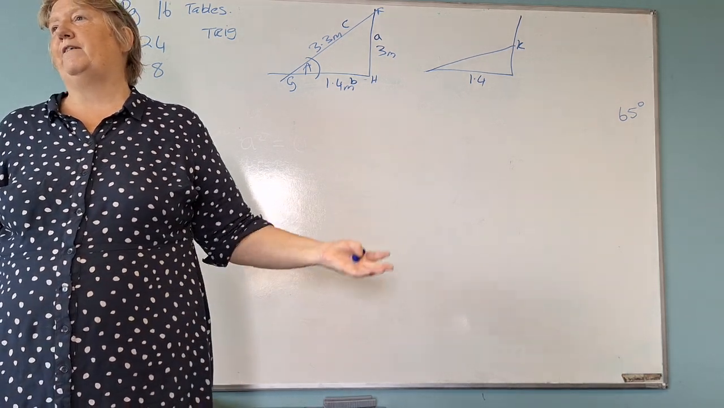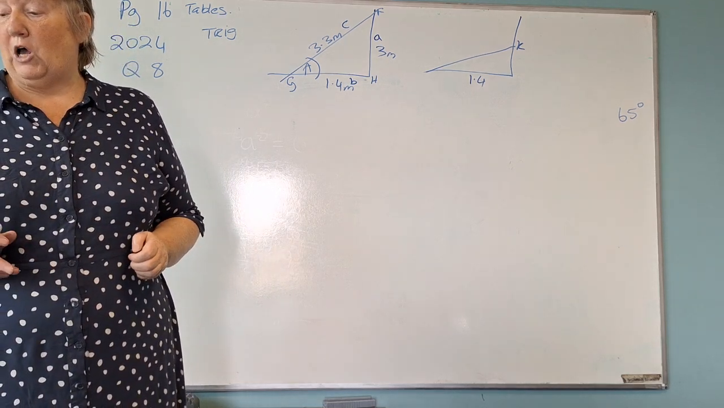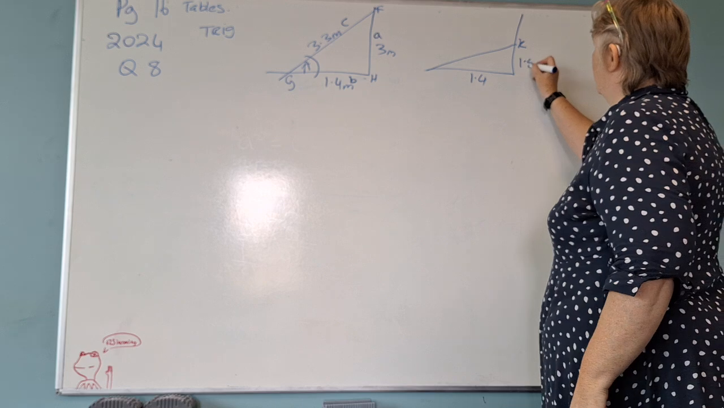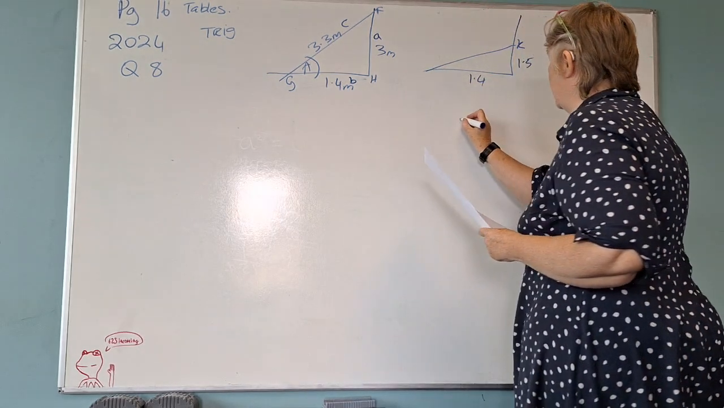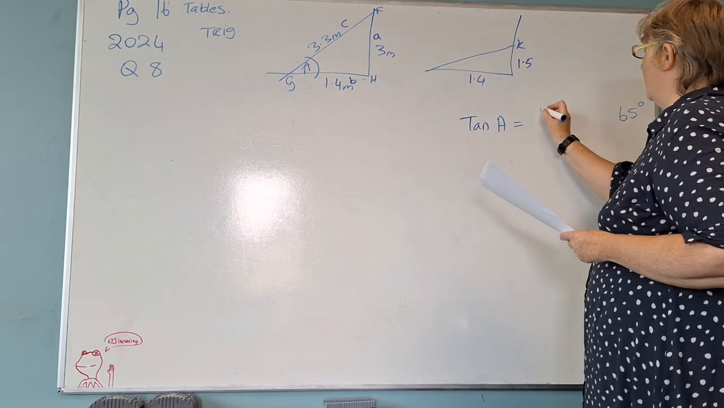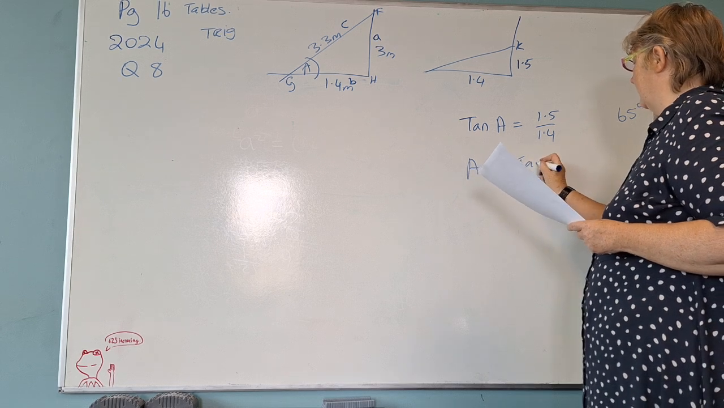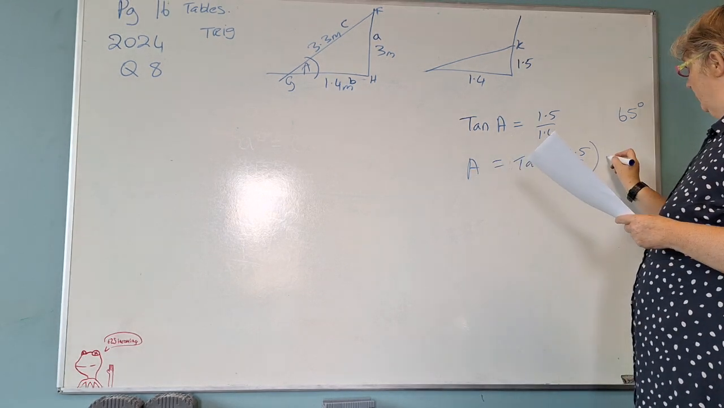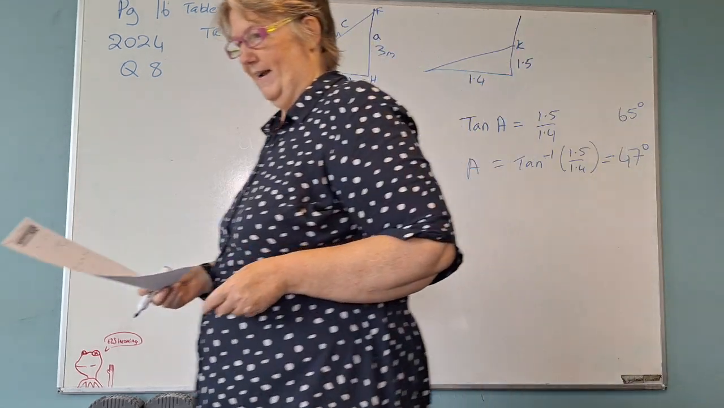It doesn't say show, verify, investigate, so you have no information to tell you whether she is or not. Just, is she correct? So, first of all, get our new measurements. If that is 3 meters, then that's 1.5 meters. Then we do the same again as we just did. The tan of our angle this time is 1.5 over 1.4. So to get your angle, it's the tan minus 1 of 1.5 over 1.4. When you put that into your calculator, your answer is 47 degrees, so Mairead is not correct.